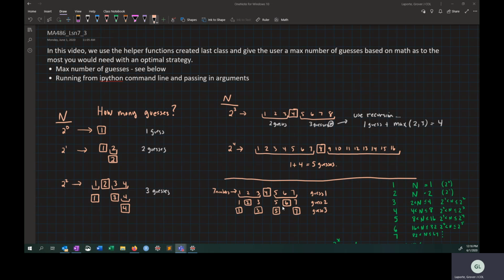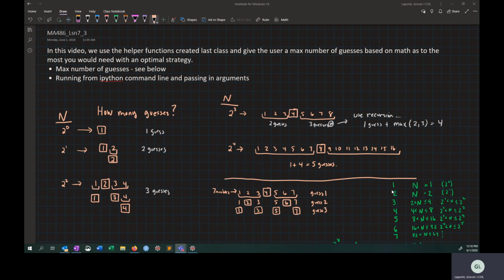Again, you can do the same thing on this side. So if I know I have 7 numbers, it's only going to take me 3 guesses in order to find the actual number, if you do things correctly. Okay, so that leads us to this sort of idea over here.